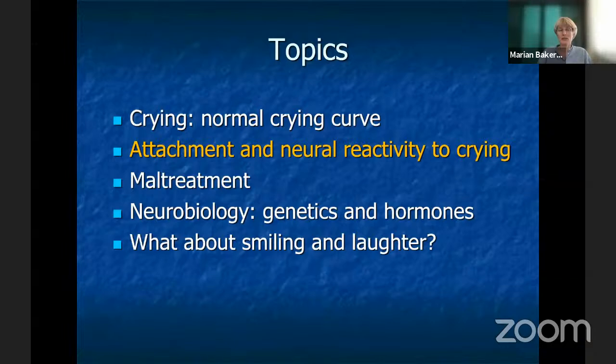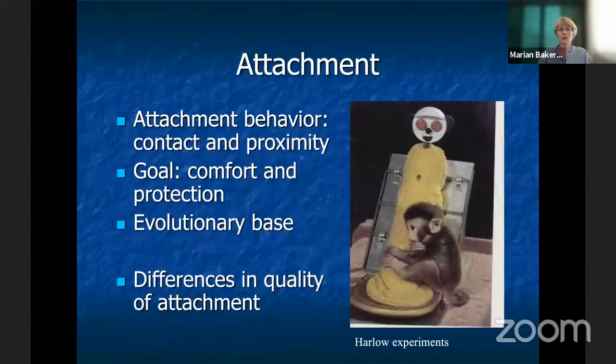If we then come to the second topic, attachment and neuroreactivity to crying, it's good to repeat in a nutshell what attachment is about. It's about contact and proximity with the goal of comfort and protection. And it does have an evolutionary base. The parent who is wiser and stronger can safeguard the child and assure its survival. And that is why we do not talk about more or less attachment, but about differences in the quality of attachment. For all children have the tendency to establish attachment relationships, but not all children are securely attached.